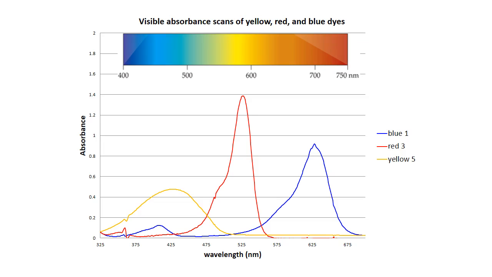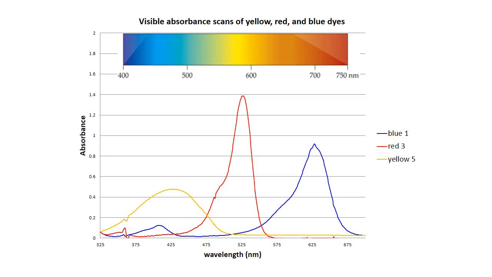All right, now one last thing I want to talk about is, so here we have visible scans of red, yellow, and blue food dye. All right, so the yellow dye is shown in the color yellow, and the red dye is shown in the color red, and the blue dye is shown in the color blue. So these appear yellow and red and blue to our eyeballs, right?